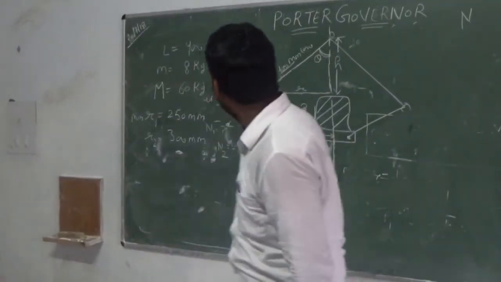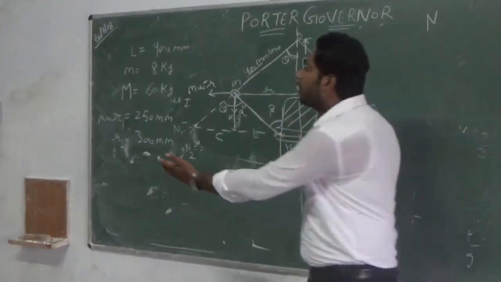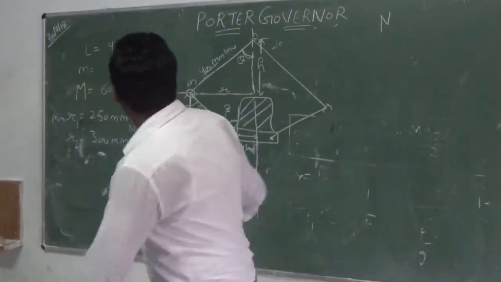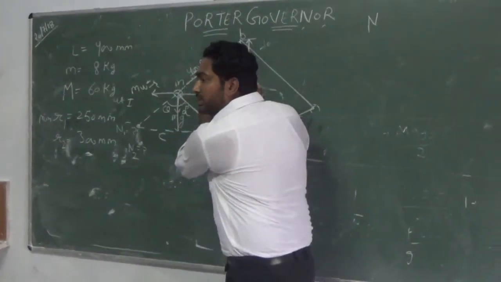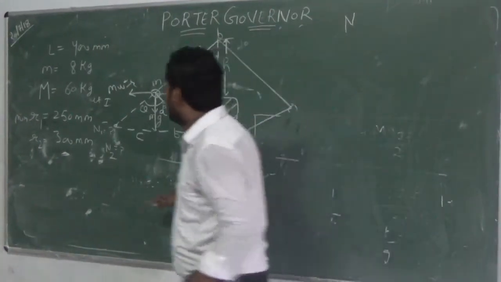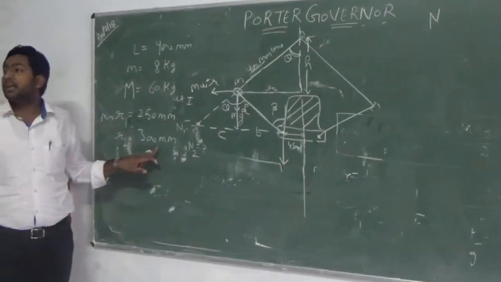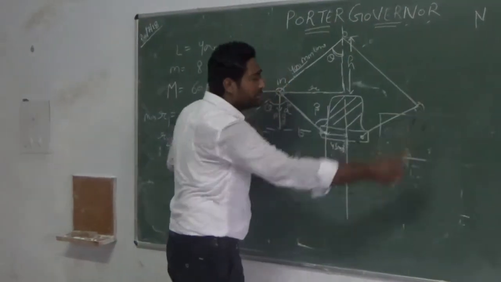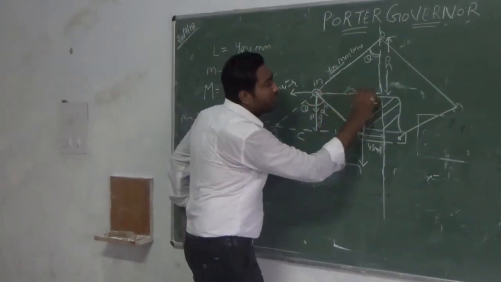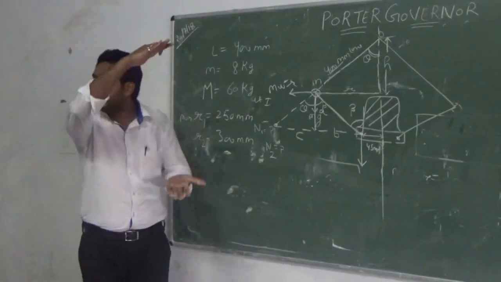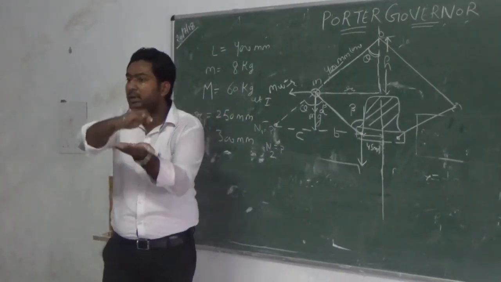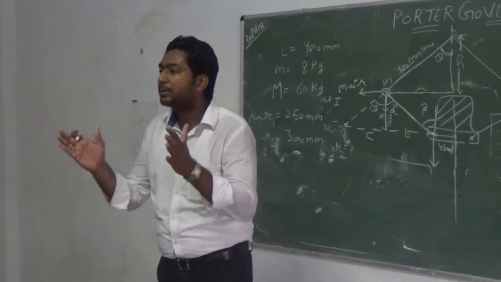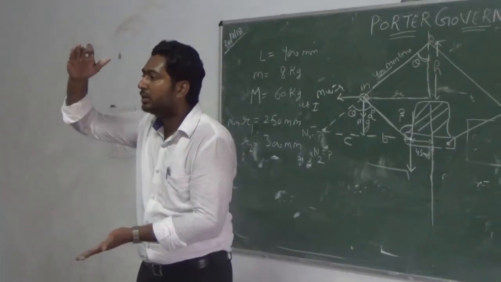When the speed of the governor is minimum, does the fly ball move inward or outward? Inward. The fly ball moves inward and the sleeve moves downward, when the radius is 300 mm, when the fly ball moves outward. When the fly ball moves outward, the radius of the governor increases and the height decreases. When it moves inward, the radius of the governor decreases and the height increases.